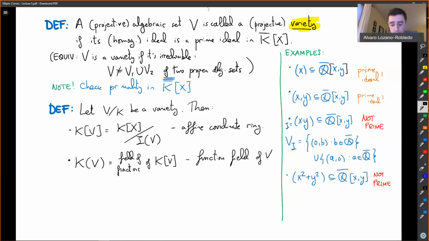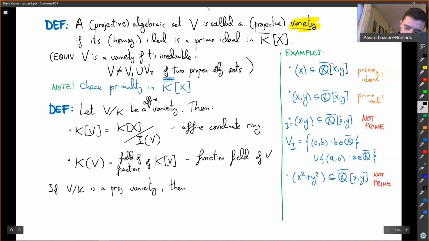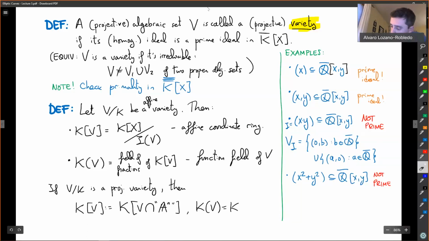Very good. So, by the way, what happens if this is not an affine variety? What happens if we have a projective variety? If V over K is a projective variety, then the affine ring, by definition, is going to be the affine ring of an affine chart. So just pick any affine chart and take the affine coordinate ring of that. And similarly, the function field is going to be the function field of an affine chart.